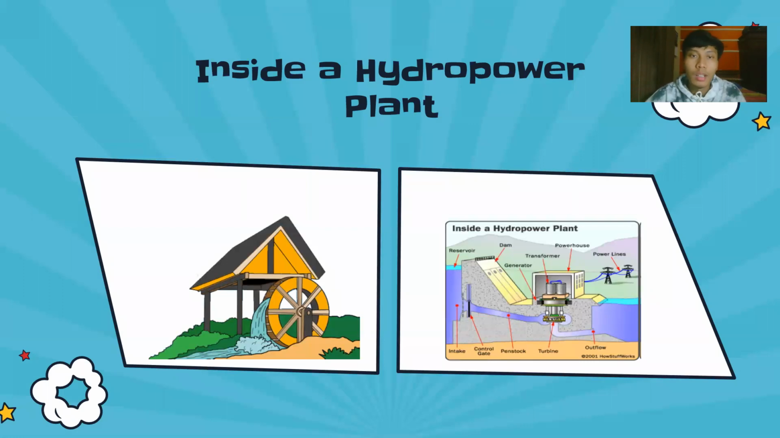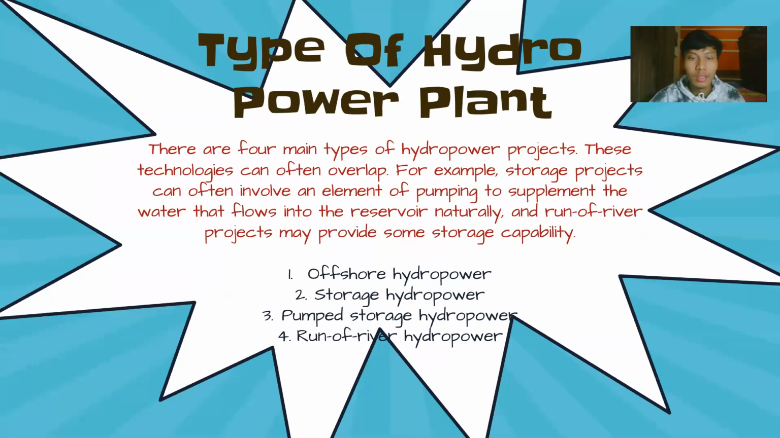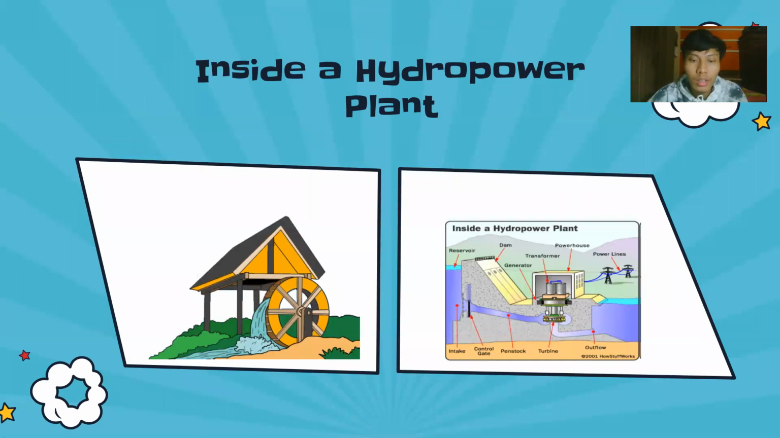So this is the picture of the inside of a hydropower plant. From the left side is the traditional one, and from the right side is the modern one. About the traditional, the traditional use includes water mills. In modern technology, hydropower moves turbines that pass on their energy to a generator which then produces electric power.